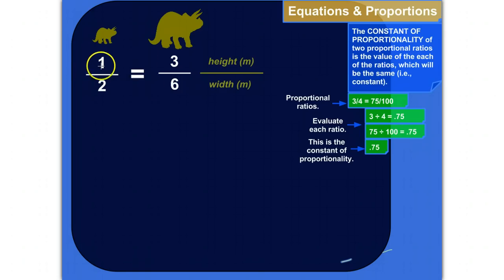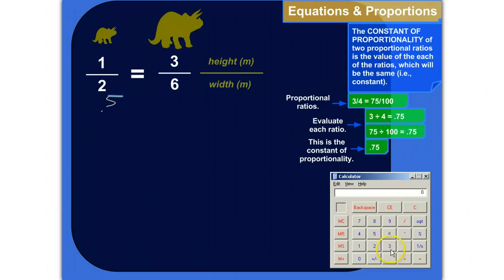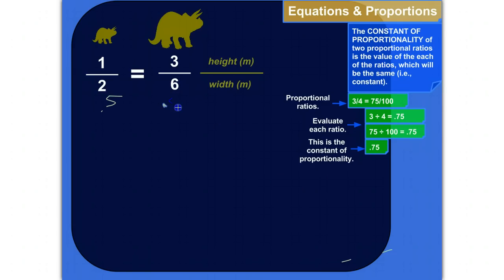Let's evaluate them. 1 divided by 2 is 0.5. And 3 divided by 6, I'll just prove it, is 0.5 also. So these are equivalent fractions, equivalent ratios. So the constant of proportionality is 0.5.